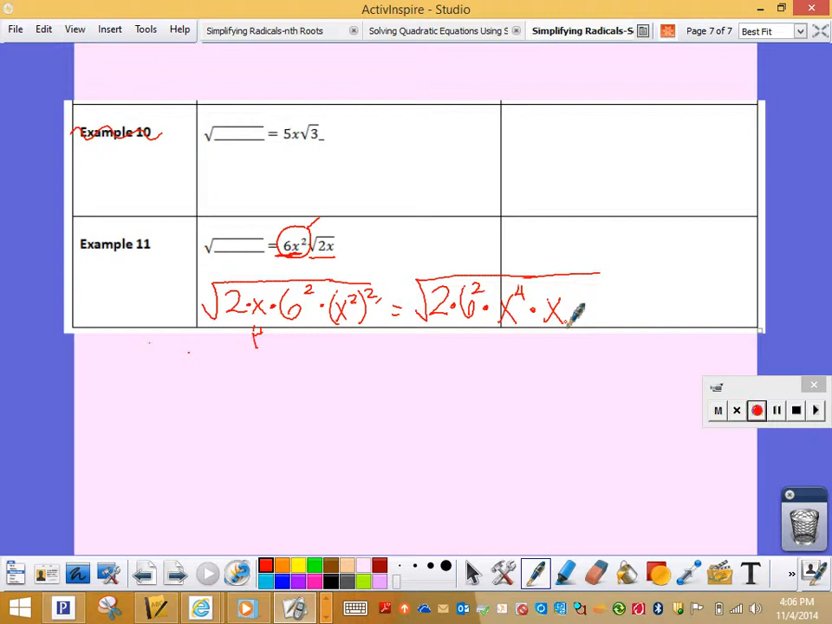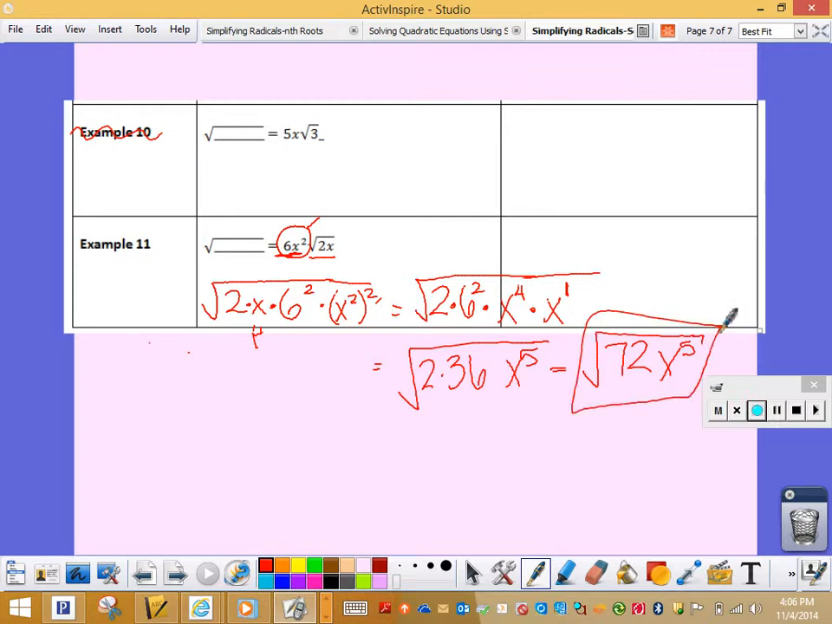We can simplify even farther. 6 squared is 36. 2 times 36. We know when we have x to the 4th times x to the 1st, same base, so we add our powers. This is times x to the 5th. One last step. 2 times 36 is 72. Under your square root is 72x to the 5th. That 72x to the 5th is how they got 6x squared times the square root of 2x.